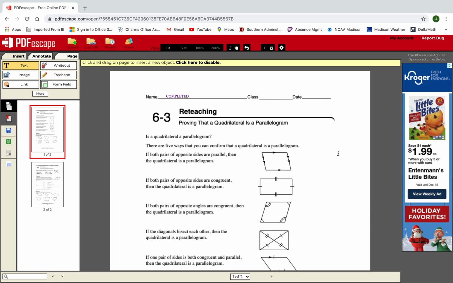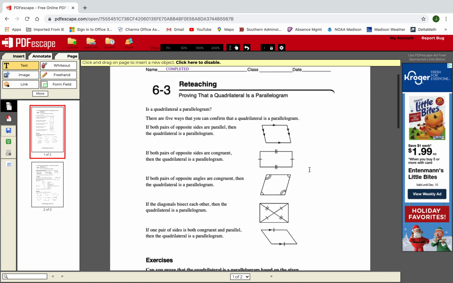Okay, team. We're going to talk a little bit more about parallelograms, and we're going to talk about how to prove that a quadrilateral is in fact a parallelogram. So here in the notes for 6-3, it says, is a quadrilateral a parallelogram? There are actually 5 ways that you can confirm that a quadrilateral is a parallelogram. The images show here display that, and there are words to accompany.